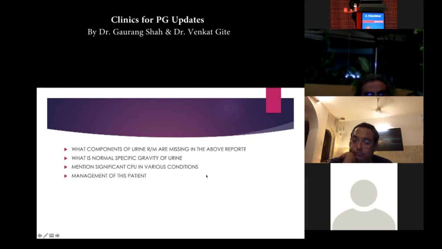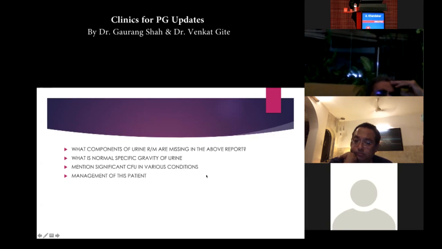Okay, mention the different CFU. Yes, Pankaj sir, if you could just tell us, you are telling what about children and what about the suprapubic collection? Suprapubic collection should usually be absolutely sterile. Exactly. So any growth in suprapubic culture will be considered significant.